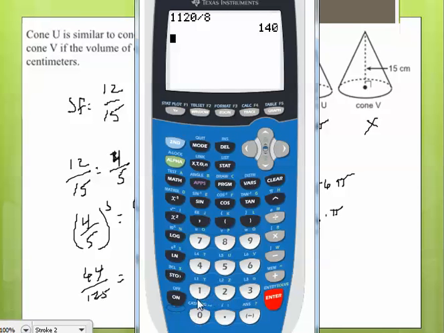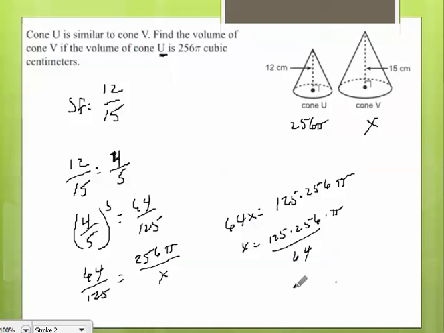So I'm going to take 125 times 256 divided by 64. And I'm not even going to take the pi in there. I'm just going to leave it like that. It turns out to be 500. And bringing that pi down, because I didn't even put it in the calculations, did I? 500 pi centimeters cubed.